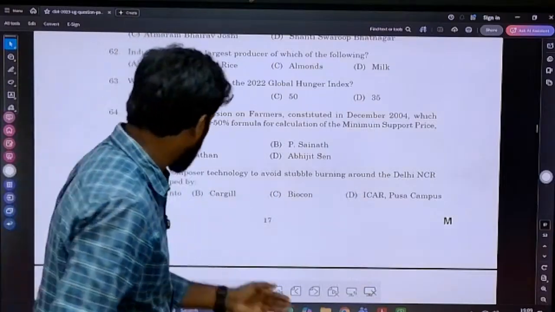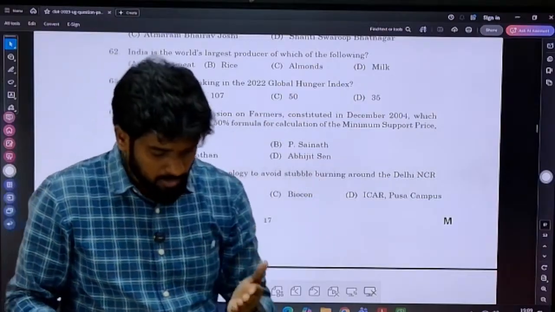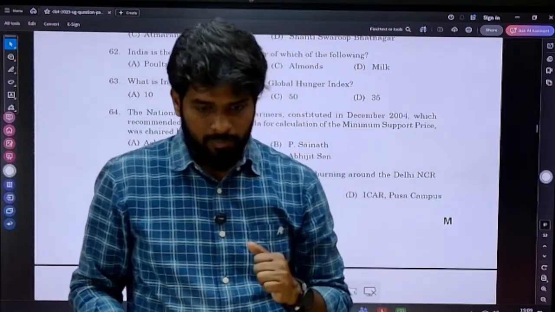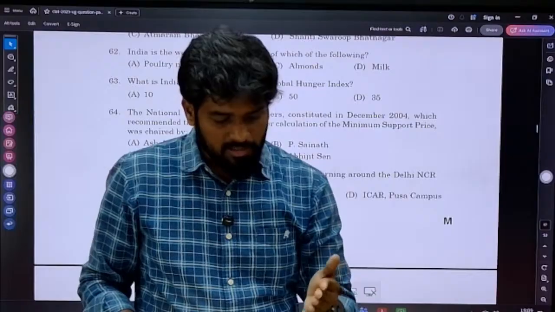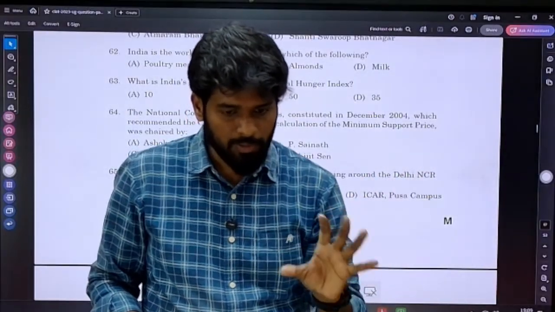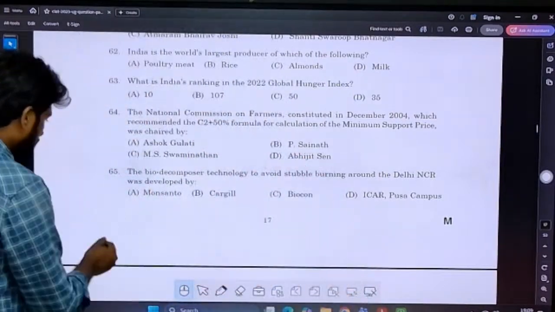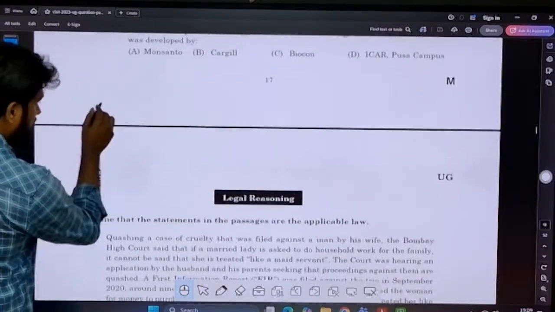Generally, see here, biodecomposer technology to avoid stubble burning. Stubble burning is a major cause of pollution. To stop that stubble burning there is a biodecomposer called Pusa, PUSA. Who invented it? That is what they're talking about. Okay, so these are the questions.